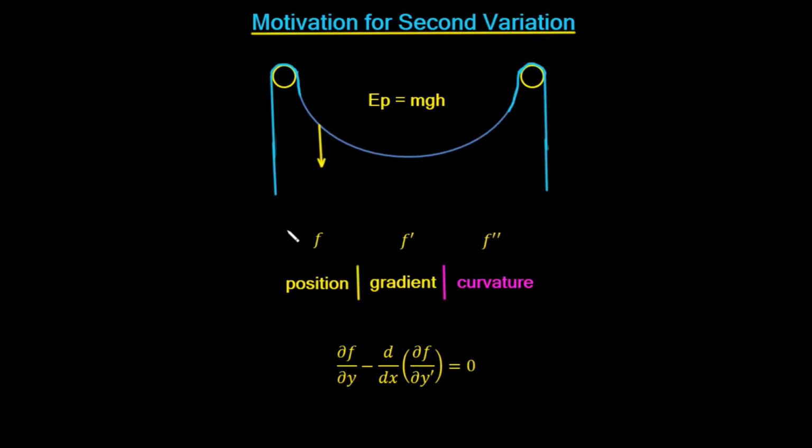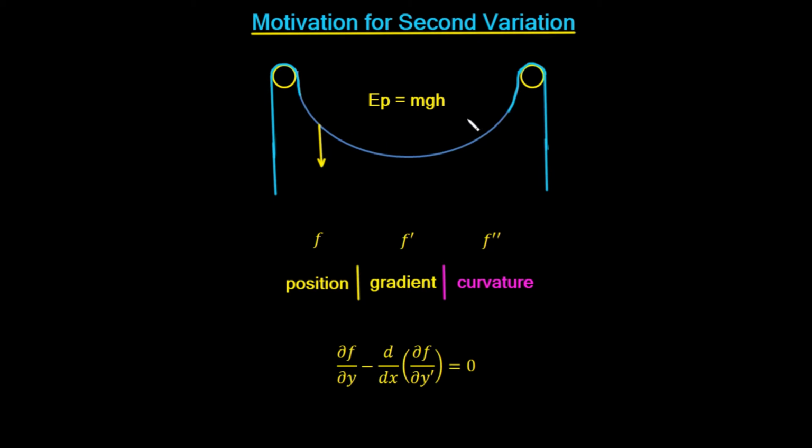So let's start off with a motivation for the second variation. Now we've seen in the previous course when we covered the first variation, we looked at a hanging rope. So I've got a rope here hanging over a couple of pulleys. And we said that the rope hangs in such a manner that it minimises a particular quantity. And the quantity that it minimises is the gravitational potential energy.